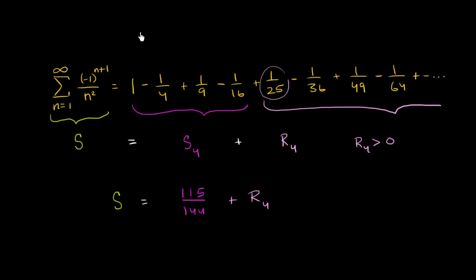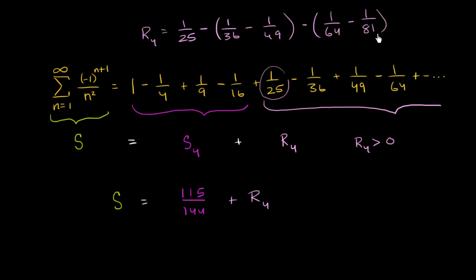So I'll do that same pink color. So our remainder, when we take the partial sum of the first 4 terms, is 1 over 25. And the way I'm going to write it, instead of writing minus 1 over 36, I'm going to put the parentheses around the second and third terms. So this is going to be 1 over 36 minus 1 over 49. And then we're going to have minus 1 over 64 minus, actually the next term is going to be 1 over 9 squared, 1 over 81. And then minus, and we keep going like that on and on forever.